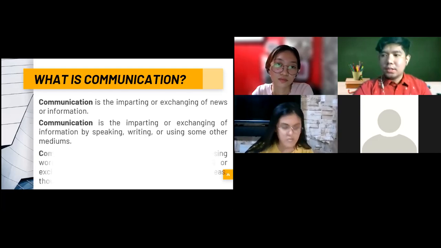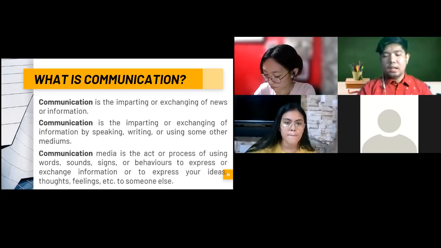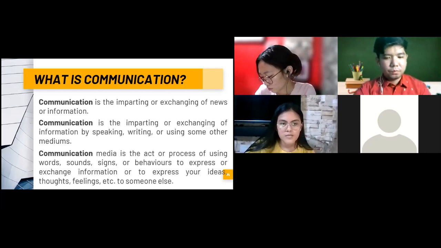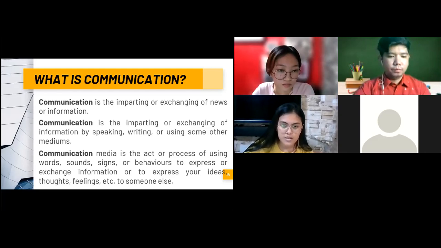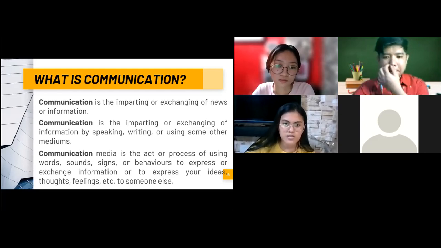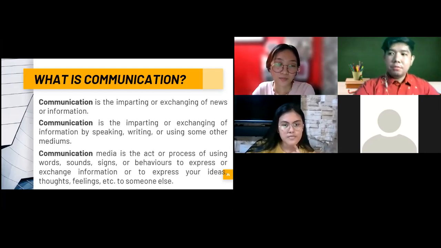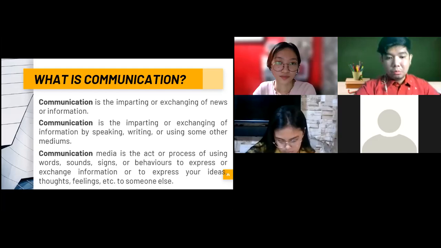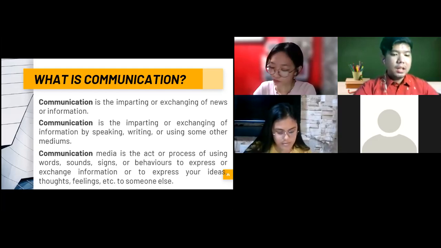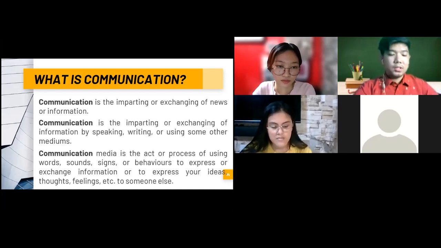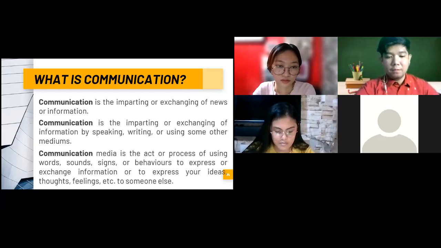Okay, so next is Ms. Mariel, please read the last definition. Communication is the act or process of using words, sounds, signs, or behaviors to express or exchange information, or to express your ideas, thoughts, feelings, etc. to someone else. So according to the third definition, communication is the act or process of using words, sounds, signs, or behaviors to express information or your ideas, thoughts, feelings, etc. to someone else.